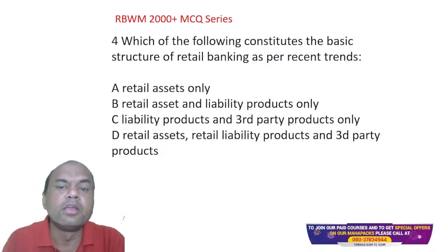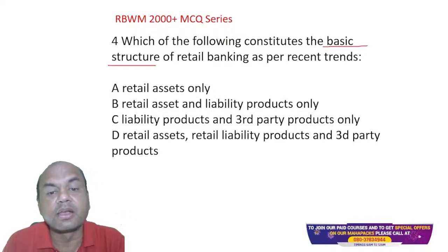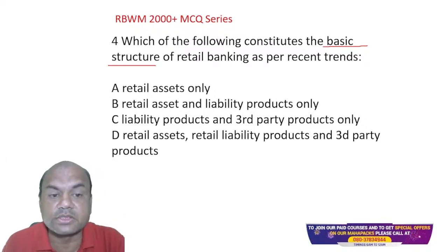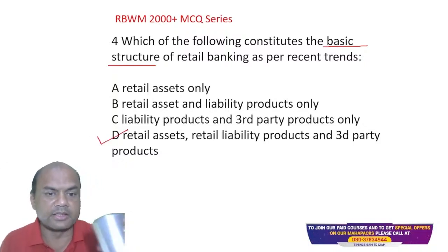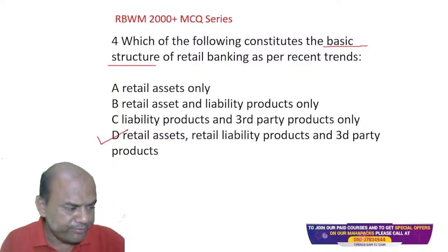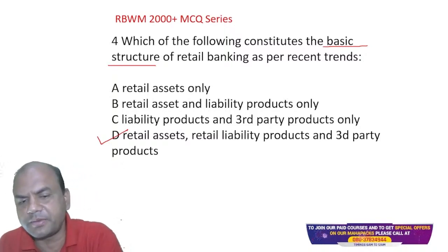Which of the following constitutes the basic structure of retail banking as per the recent trends? Basic structure means what do you sell basically? Retail assets only, retail assets and liabilities, liabilities and third party, or retail asset, retail liability, third party, all of them. So which of them forms the basic structure? It is all of these: retail asset, liability and third party. Nowadays you are selling all, isn't it? Asset means loans, liability means deposit, and third party means insurance, mutual fund, right?